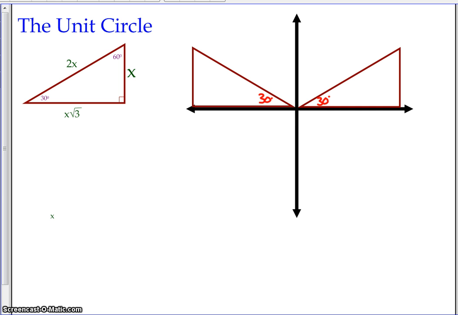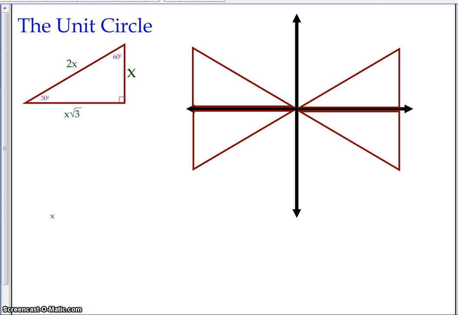Let's do the same thing with the third quadrant. Again, we have 30 degrees here, here, and here. We have the same triangles, just rotated or flipped around. Same thing in our fourth quadrant. So these are all 30-degree angles, 30-degree triangles, and all of the rules and values in a 30-degree triangle hold.